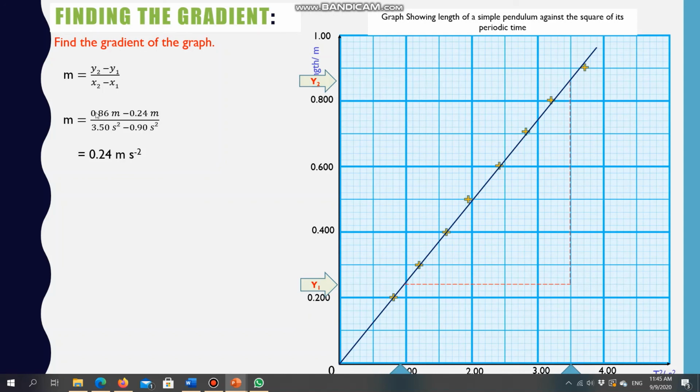So we are going to do the calculation. 0.86 minus 0.24, and that is divided by 3.50 minus 0.90, leaving us with an answer of 0.24 meter per second squared. So we have meters as the numerator, second squared as the denominator. So when that second squared is inverted, we get second to the minus 2. All right, so that's how you find your gradient.